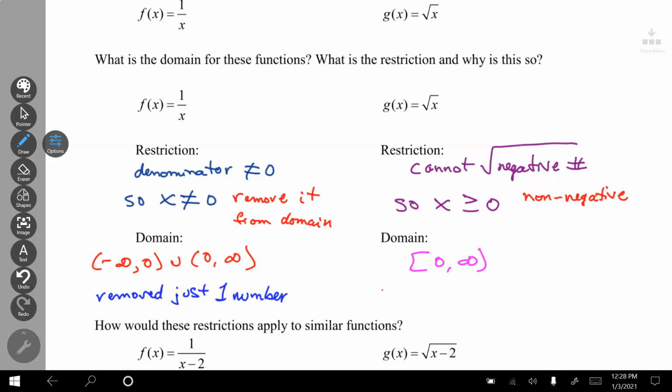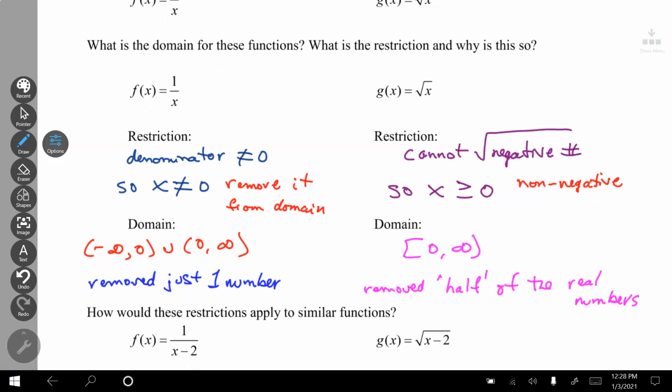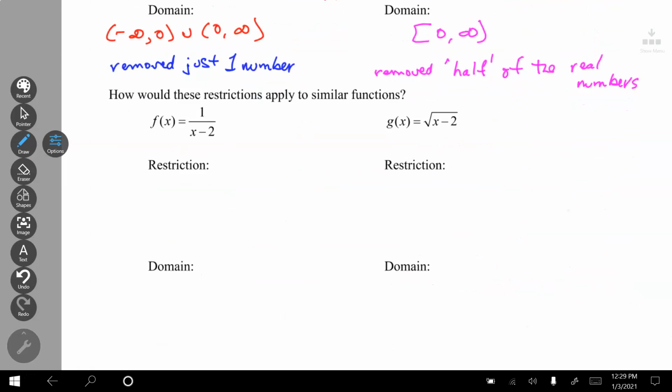And technically, I kind of removed about half of the real numbers, if there is such a thing as half of the real numbers. So my two rules are based on having something in the denominator and having a square root. So those are the two rules I'm going to look at.